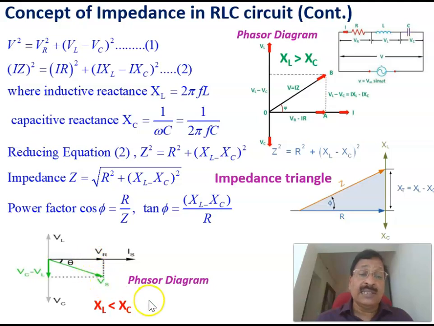Therefore, this is the phasor diagram when XL is less than XC, and this is the phasor diagram corresponding to when XL is more than XC. When XL is more than XC, the net power factor is lagging. When XC is more than XL, the power factor is leading.